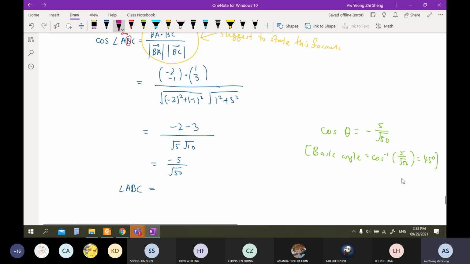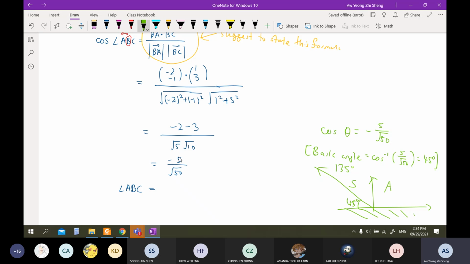Now, then you would consider your ASTC diagram. Here we only look at the first two quadrants. We don't care about the third or fourth quadrants because the angle between two vectors is guaranteed to be either a quadrant 1 or quadrant 2 angle. Then cos is negative in the second quadrant, 45. Then you would get this being 135. Okay, so this is the usual way we would solve for the angle.